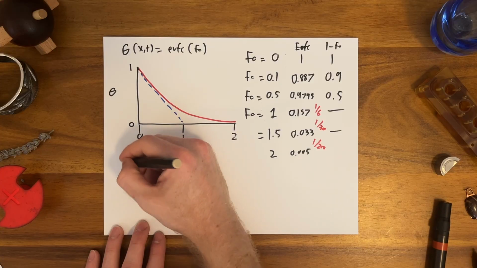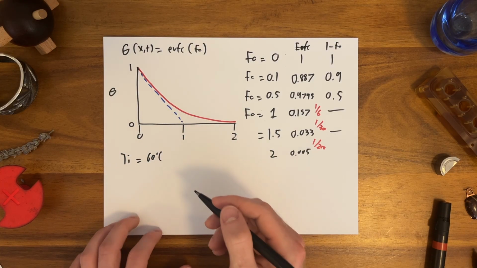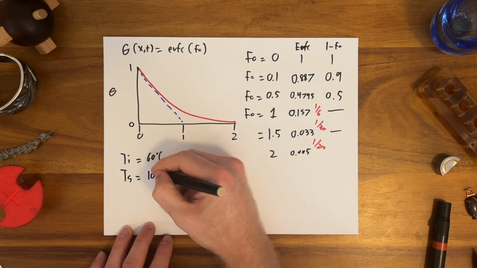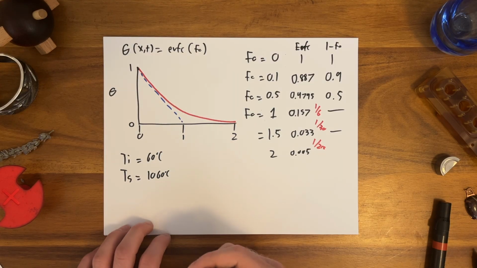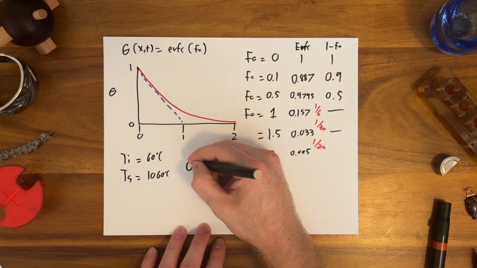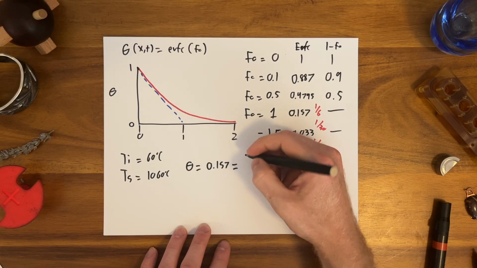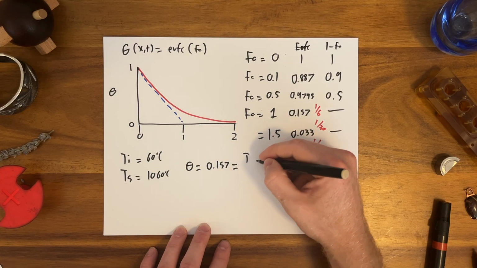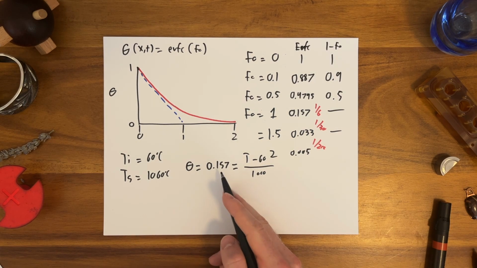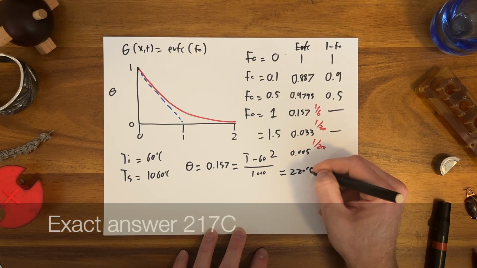Let's say my enclosure started out with initial temperature equals 60 Celsius. And let's say for convenience, the final temperature was 1060 Celsius. Well, if my Fourier number equals 1, then theta equals 0.157 equals (T minus 60) over 1,000. This is basically 1/6, so I've gotten to a temperature of about 220 degrees Celsius.